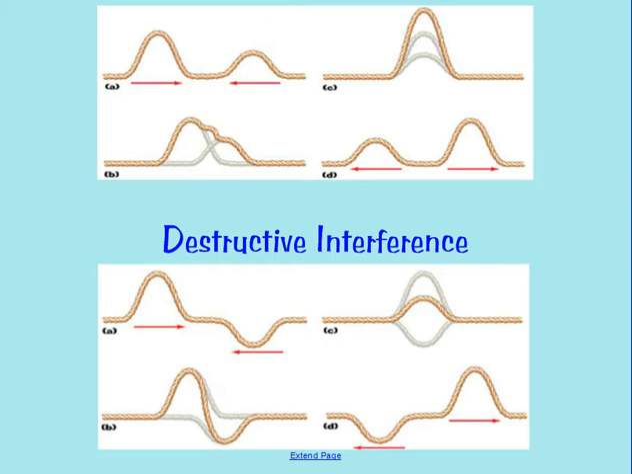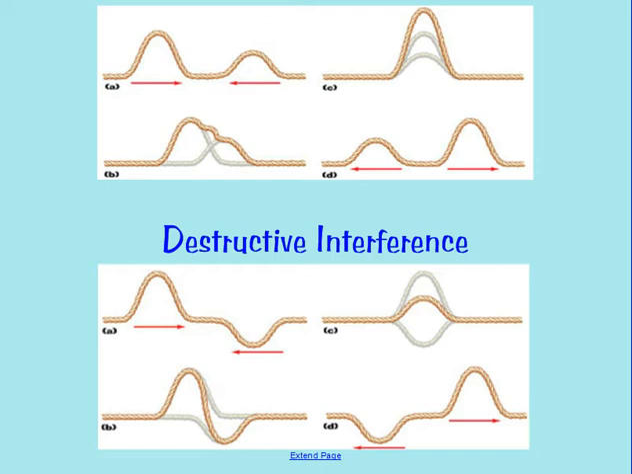In diagram C for destructive interference, when they overlap, we get a smaller pulse, and its amplitude could be found using the superposition principle by subtracting the two amplitudes. And of course, when you subtract, the resultant is always on the same side as the bigger of the two.